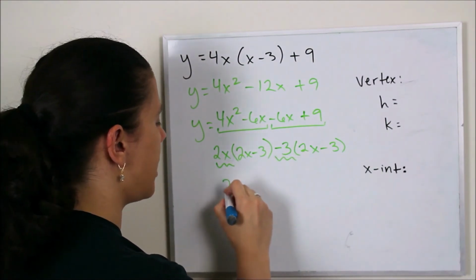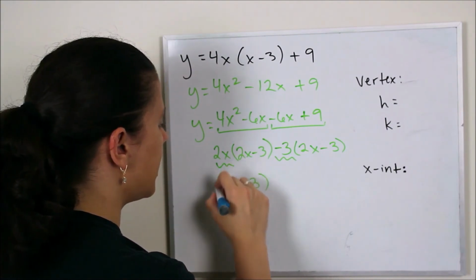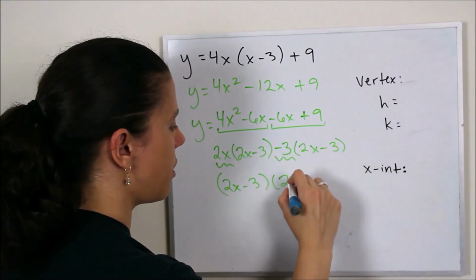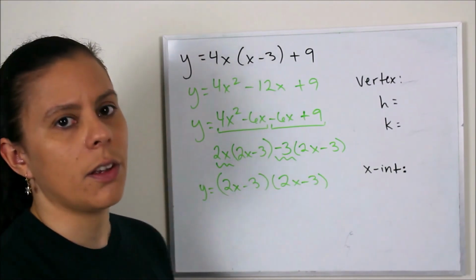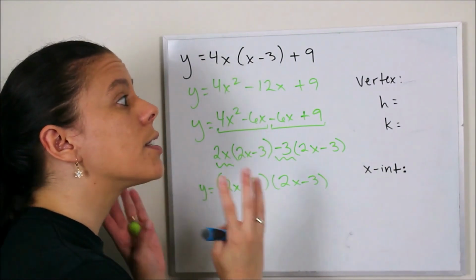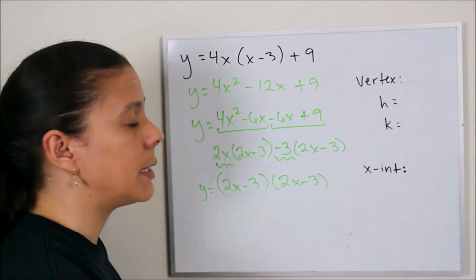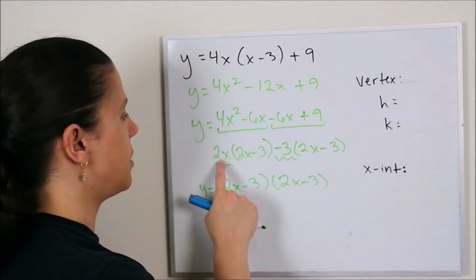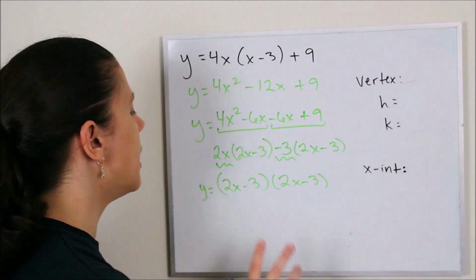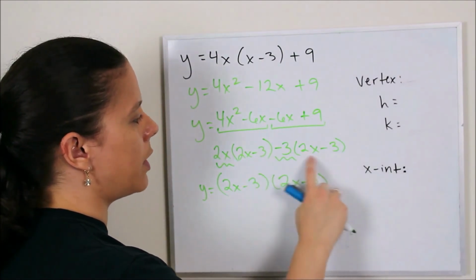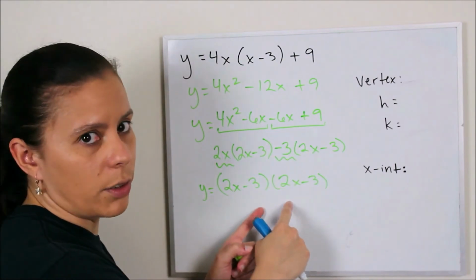So 2x minus 3 times 2x minus 3. Okay, and that is just coincidence, or I don't want to say coincidence, but specific to this exercise. That's not always going to be the case. Sometimes this is going to be like x plus 6 or whatever. It's going to be totally different. But these two have to be the same in order for you to factor this correctly.